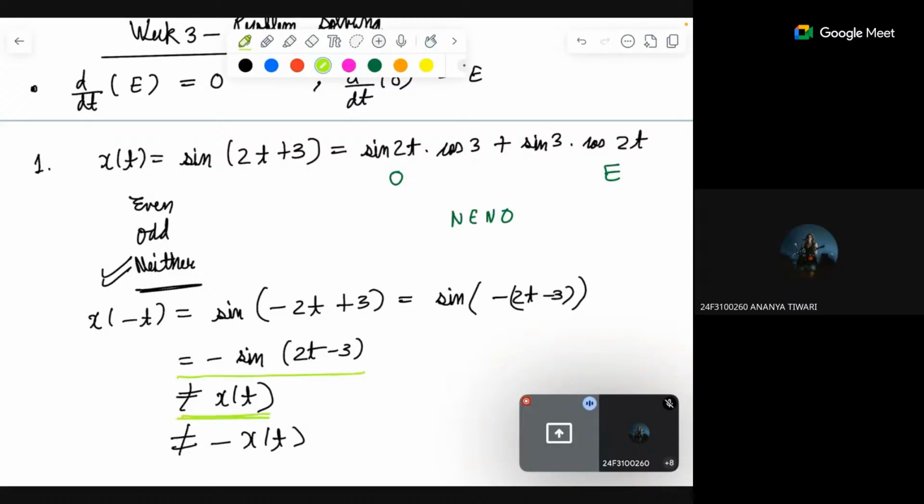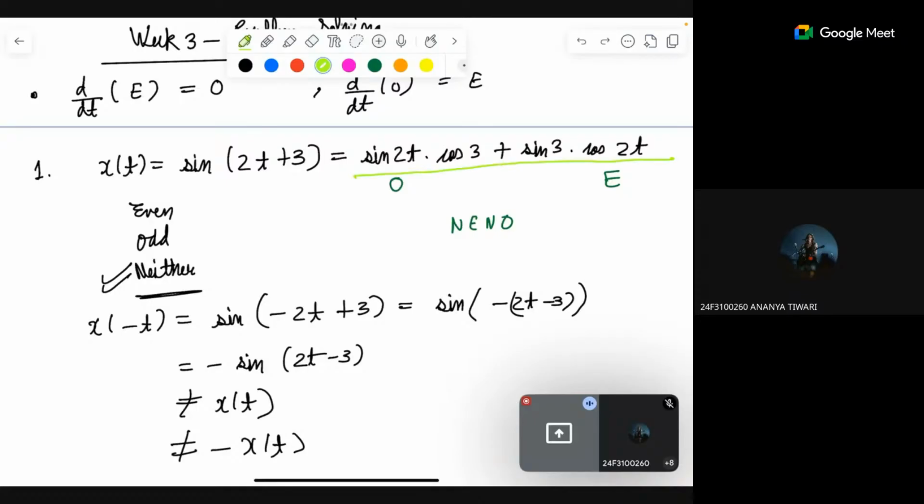Is it equal to x of t? No. Is it equal to minus x of t? No. So that means it is neither even nor odd. Now let us look at this. So sine 2t plus 3, sine of a plus b. I will use that trigonometric identity: sine a cos b plus cos a sine b. So this sine is odd, cos is even, so their sum will be neither even nor odd. Fine? Yes, ma'am.